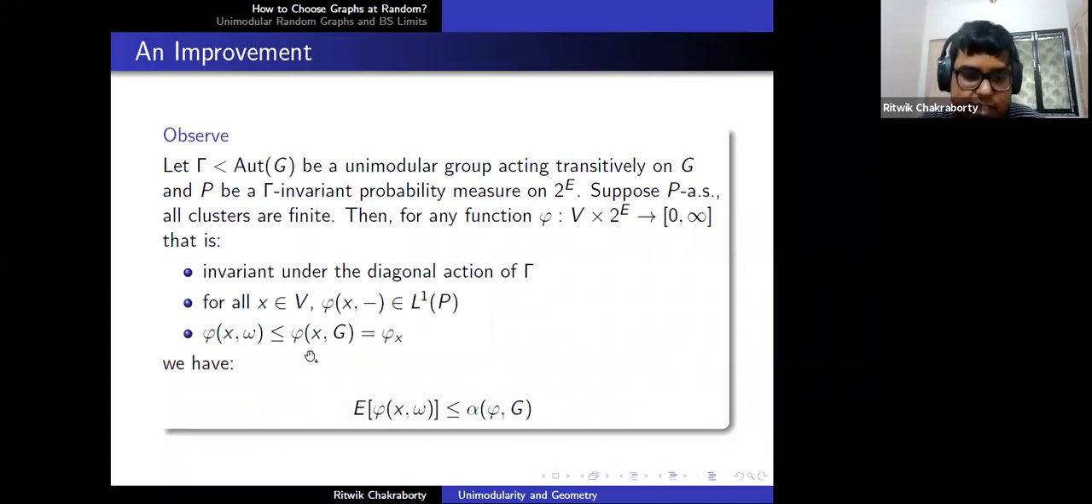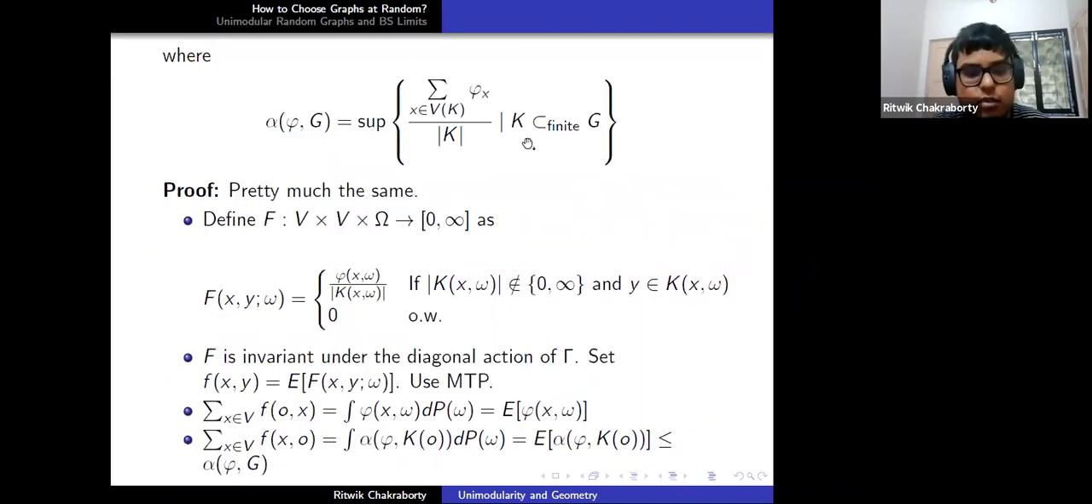that is non-negative and satisfies three properties. First, it's invariant under the diagonal action of gamma. Second, when you fix a vertex x, this gives you a function on the space of configurations, and you want that to be integrable: phi x should be integrable. The third is that these phi are pointwise bounded. When that happens, it's actually really easy to show that the expected value of phi of x comma omega is bounded above by a geometric degree, again alpha phi of G, where alpha phi G is defined quite similarly. The proof is literally the same, so we don't really need to go through it, I guess.